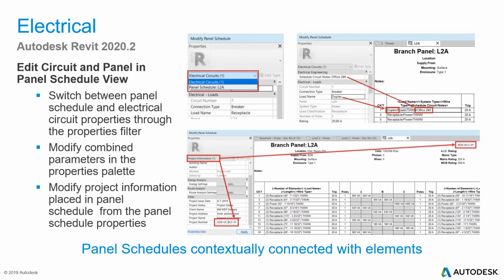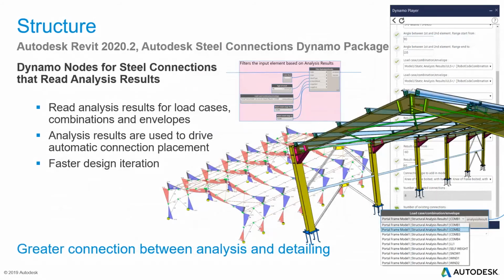Under MEP, this feature creates contextual awareness of the element properties within the panel schedule view, even if the data is not part of the schedule template. This feature will provide a convenient workflow for modifying element properties throughout the panel schedule view for design efficiency, eliminating navigation to other views.